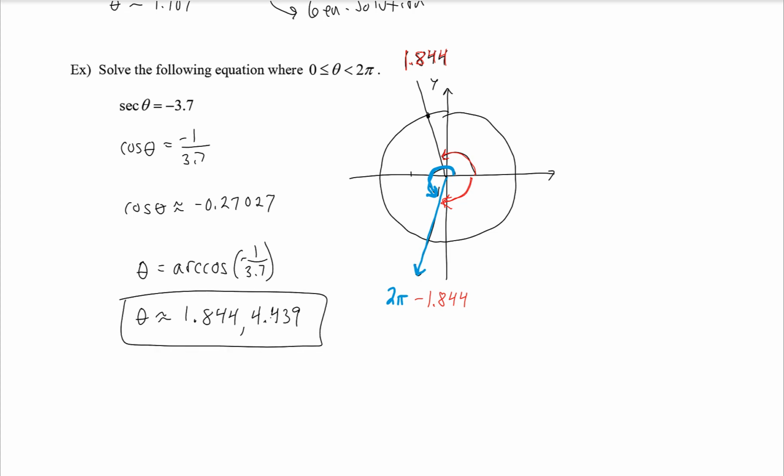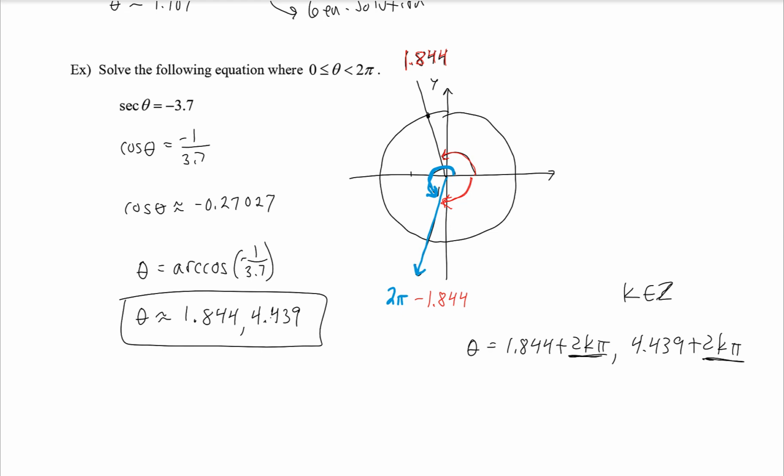So those are my two answers. Again, you could do the general solution here if you want. It's up to you. So you could say, all right, my general solution is 1.844 plus 2k pi, or it could be 4.439 plus 2k pi. K is any integer. But the moment I plug in a negative 1 here, this whole angle will be negative, so I don't want it.